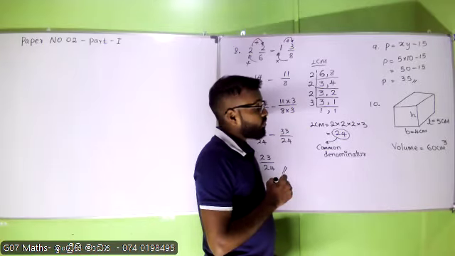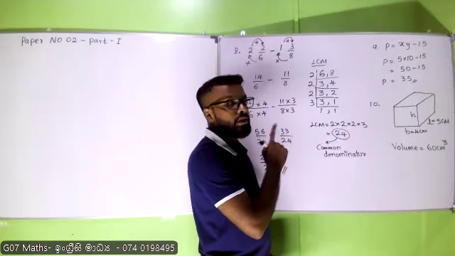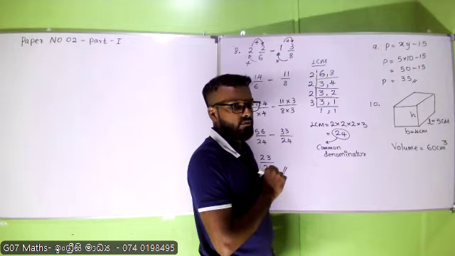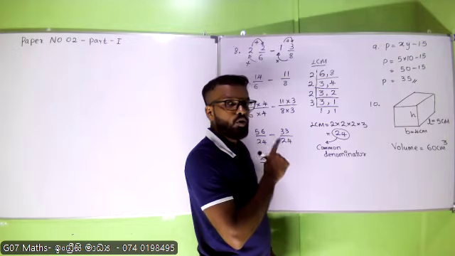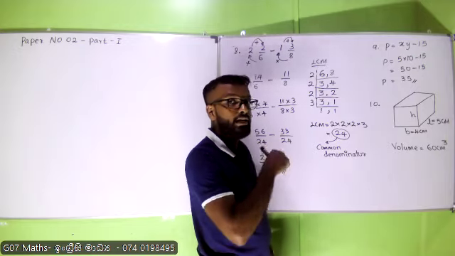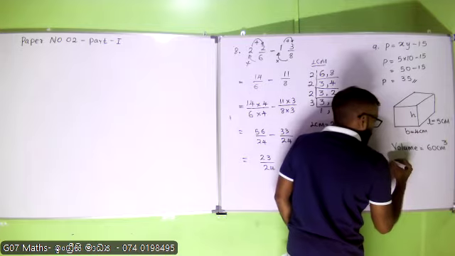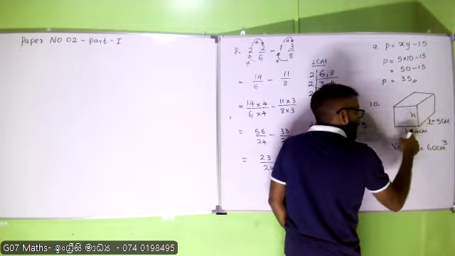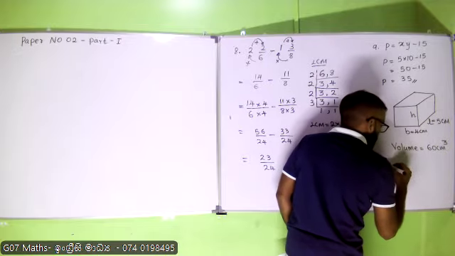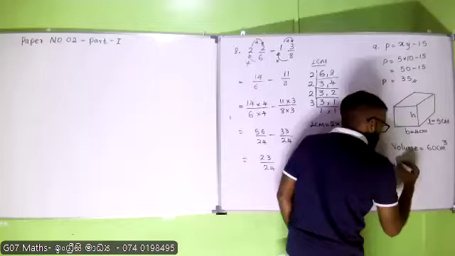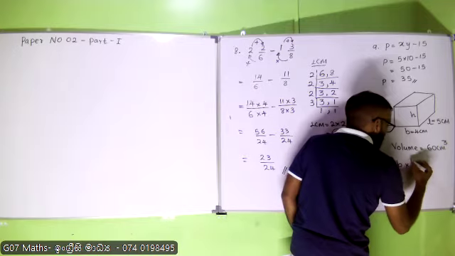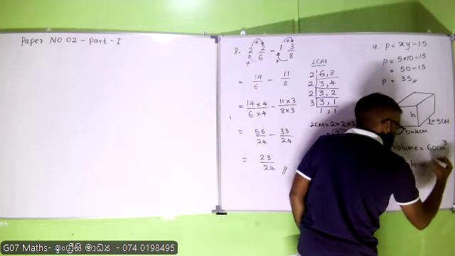Right? So by looking at length, breadth and height, we can write down the volume of the cuboid in a different way as well. So how are we going to write the volume using length, breadth and height? You have to multiply. Length multiplied by breadth multiplied by height equals 60.